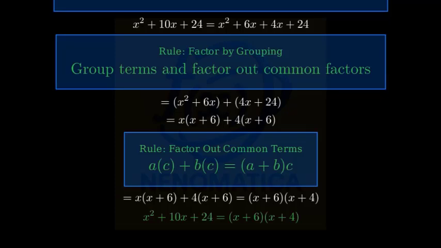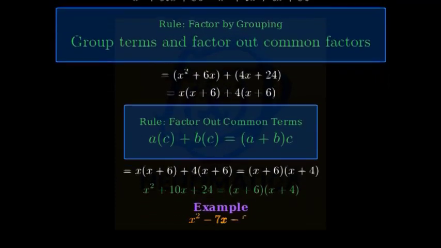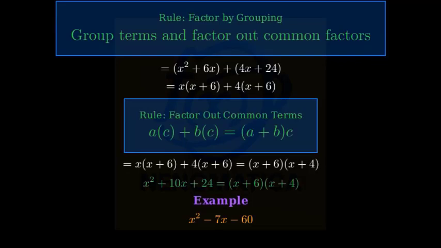Let's try another example. This time, we have x squared minus 7x minus 60. The process is similar, but we need to be careful with the signs.